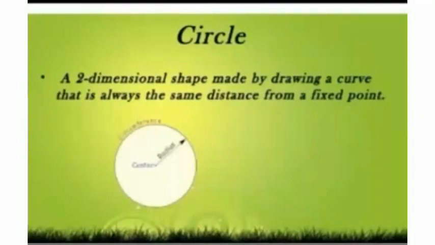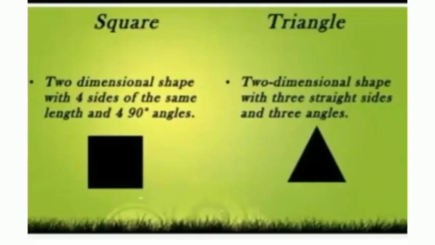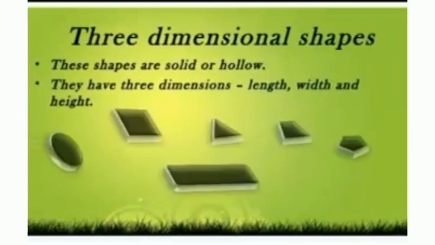Next, circle, a two-dimensional shape made by drawing a curve that is always the same distance from a fixed point. It is a circle. Next, we have square, a two-dimensional shape with four sides of the same length and four 90° angles. Next, triangle, a two-dimensional shape with three straight sides and three angles.